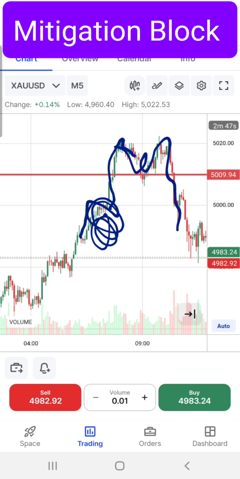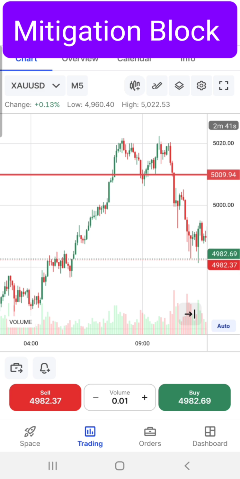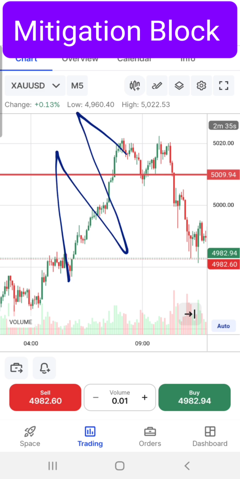I'll say it again for clarity's sake. A mitigation block is an area in which institutions began to take their profits. Since institutions have begun taking their profit, price can no longer print higher high, higher low, higher high, higher low as it was, because the institutions that were pushing the market have begun to take their profits. You get the message from that angle.